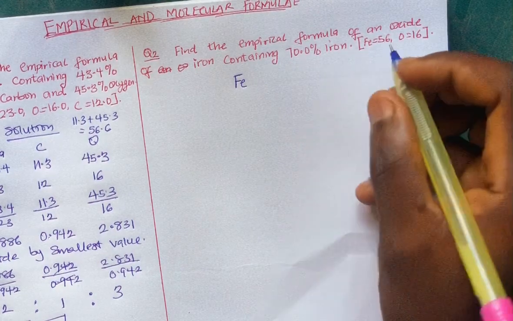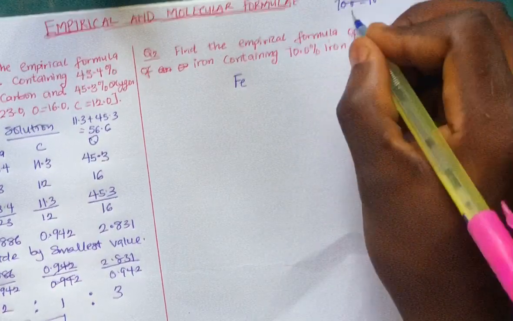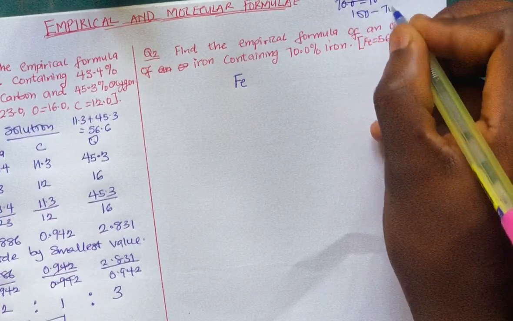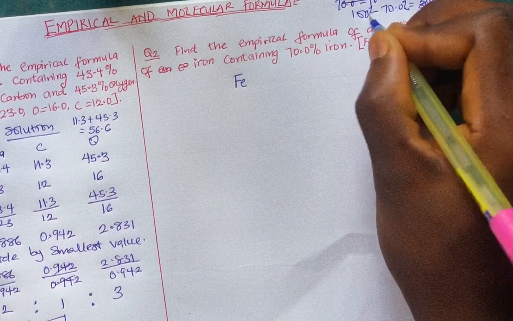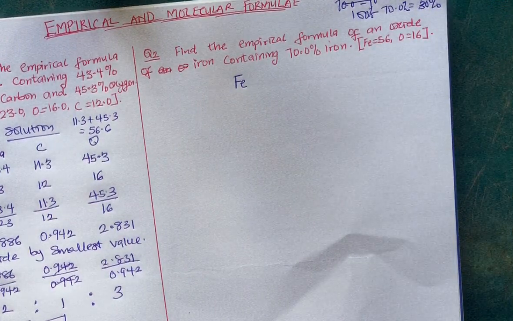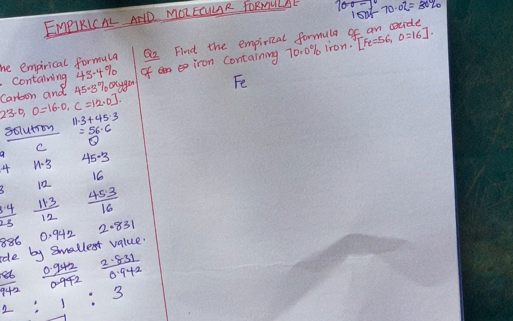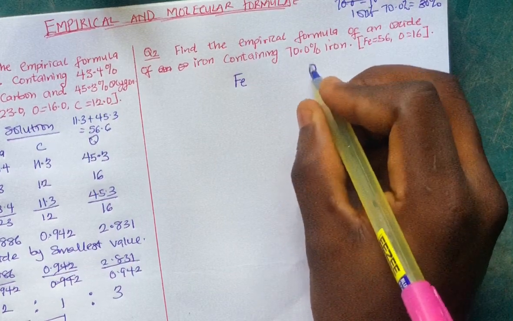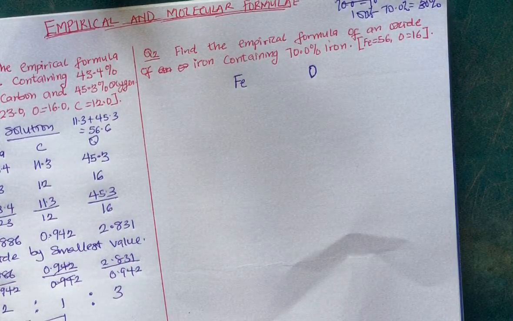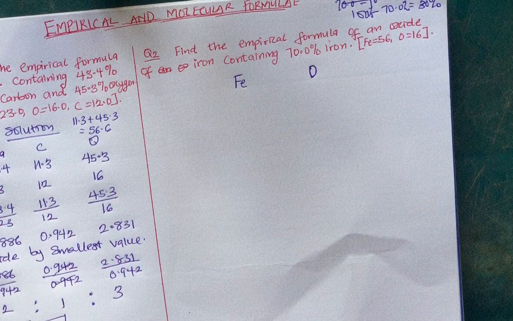So in this case, we have 100% minus 70.0%, which is 30%. So out of 100%, it shows that 70% of iron reacts with 30% of oxygen to form iron oxide. So in this case, we have Fe and also oxygen here. You can say maybe it is atomic oxygen or molecular oxygen.